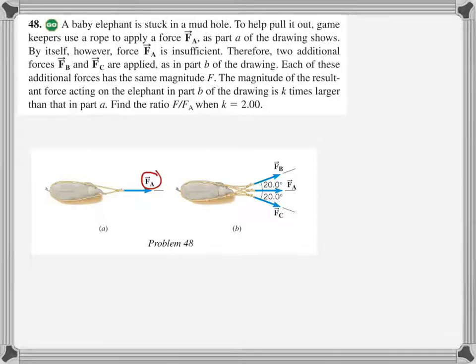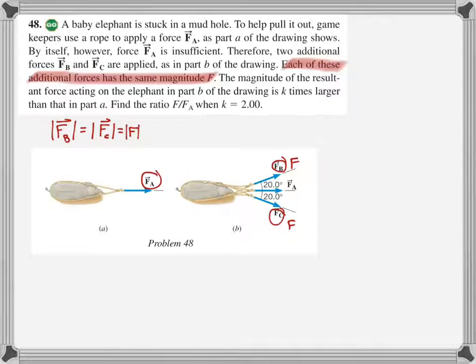So you have to exert some extra forces, and both of these forces are equal to F. And what the question is asking you to find is, what is the ratio of F to Fa if the value k is 2?